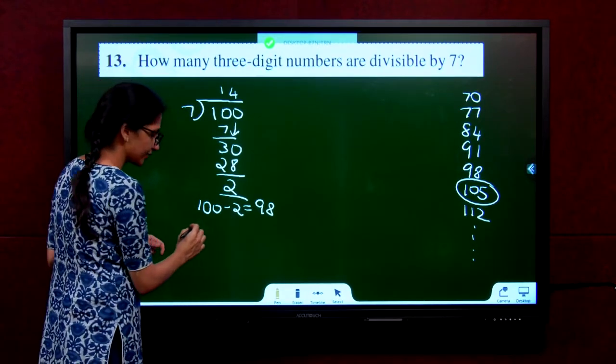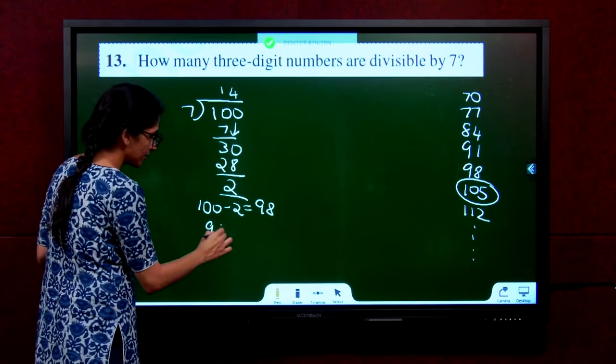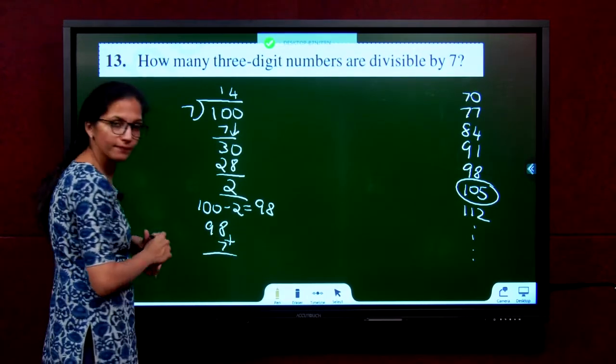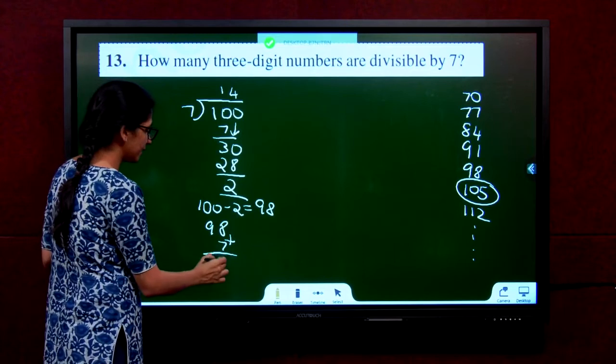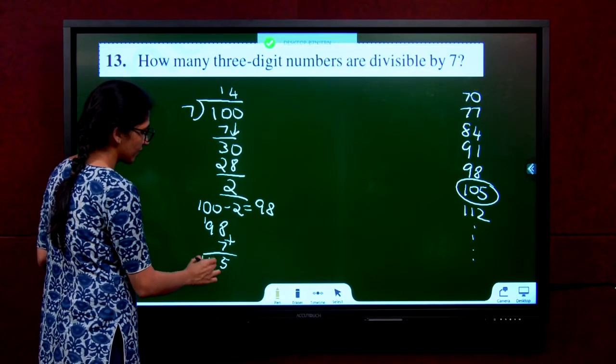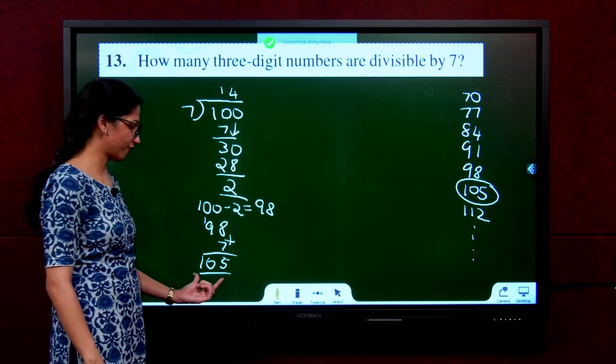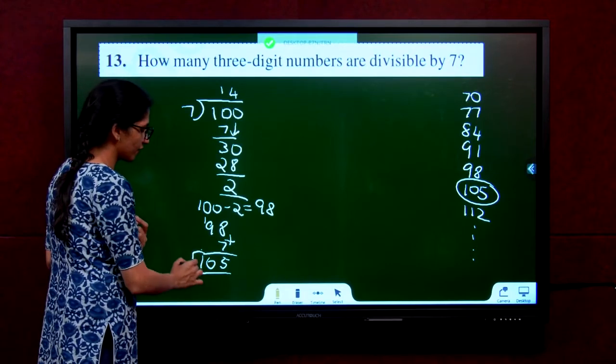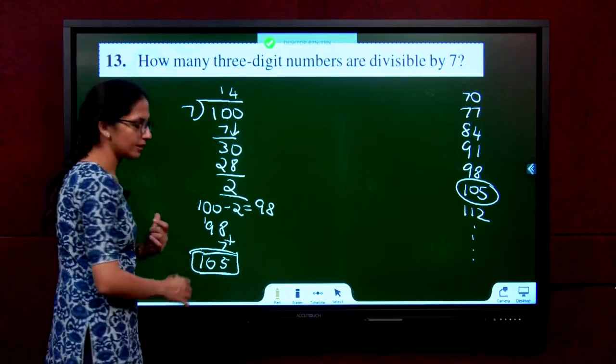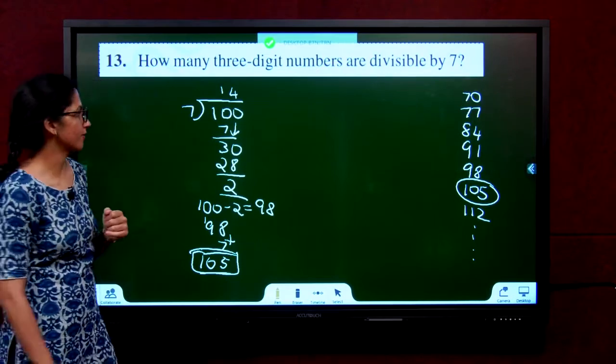After 98, which is the next number? 98 plus 7, obviously. Yes, 98 plus 7 is 105. So 105 is the first 3-digit number that is divisible by 7.